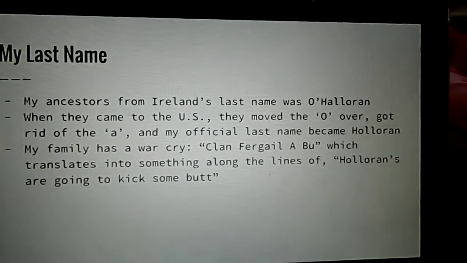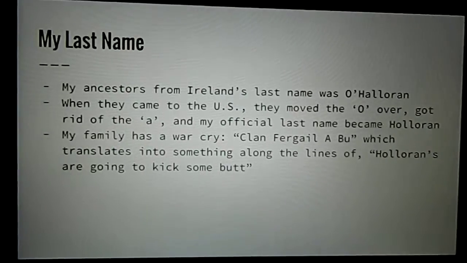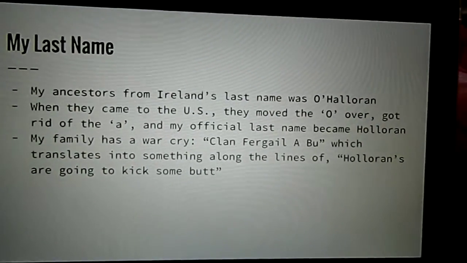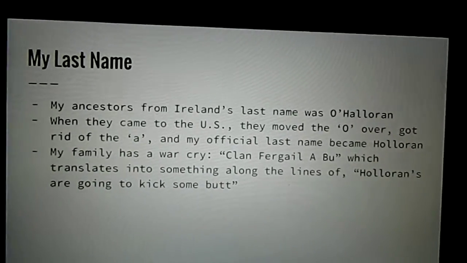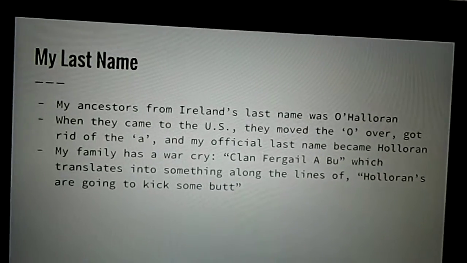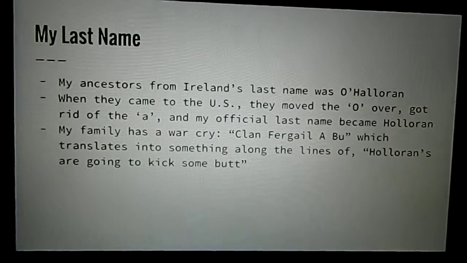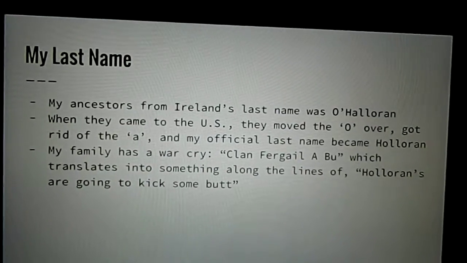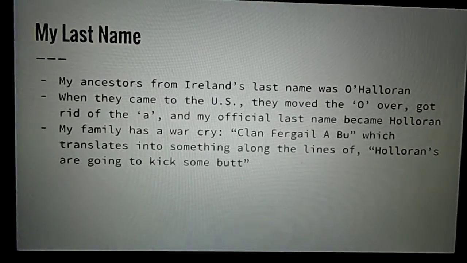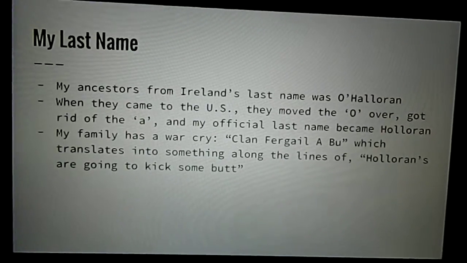So actually what's kind of funny, my ancestors are from Ireland, and their last name was O'Halloran. And when they came to the United States, they moved the O over and got rid of the A, so my official last name became Holloran. And what's kind of funny is my dad always talks about our war cry, which is Clann na Gael Abú. And it translates into something along the lines of Hollerans are going to kick some butt.